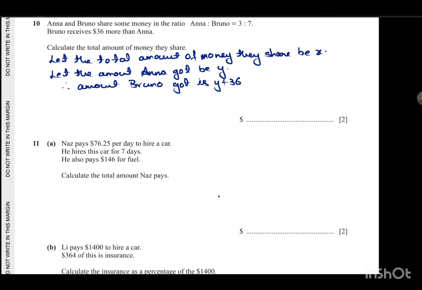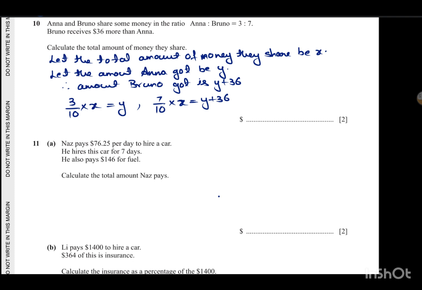Now using the ratio, we know that 3 out of 10 parts is Anna's portion. So 3 out of 10 into the total amount we take as X, right? So that is Y. Then we know that 7 out of 10 into X will be Y plus 36.